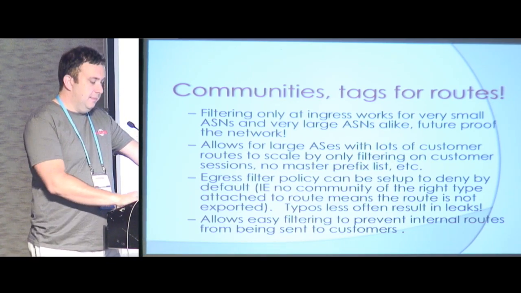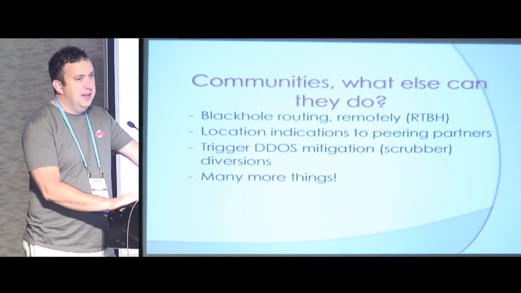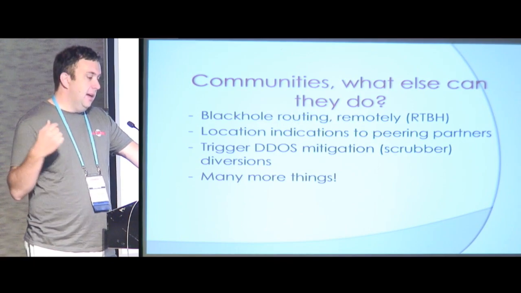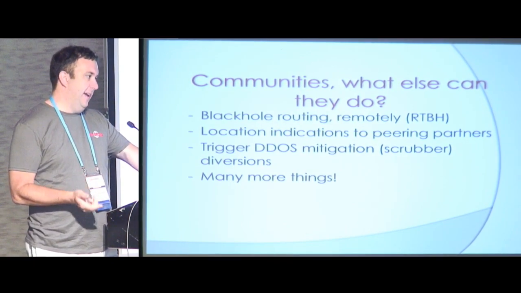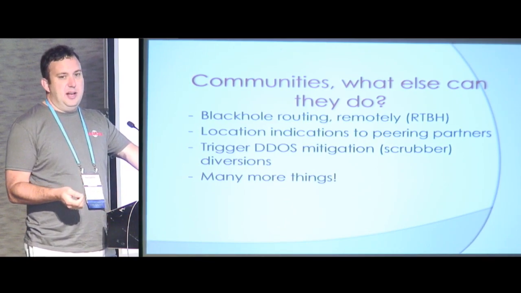In any case, what else can they do? Communities can do all kinds of stuff. At least in our infrastructure, we use them for remote triggered black hole. We indicate the location we got the route from. Internal routes are indicated by metro region, all kinds of cool stuff. This really helps as you scale.